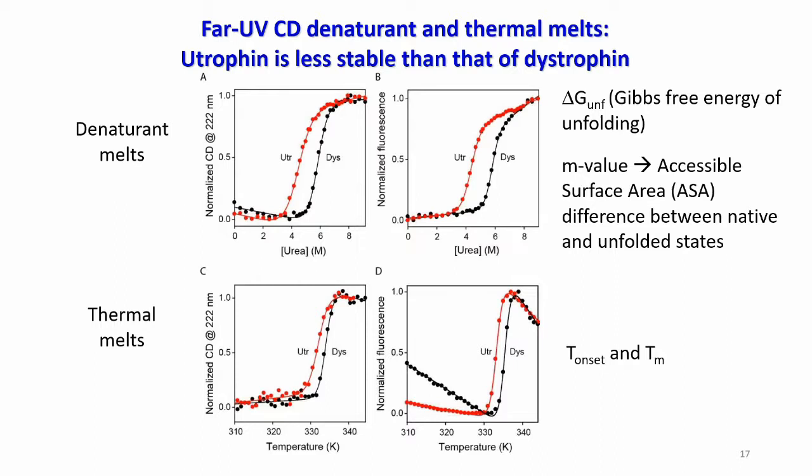We only use these denaturant melts for qualitative information. At least, even without assuming the two-state folder, you can see that utrophin requires lower denaturant concentrations compared to dystrophin, which says that utrophin is less stable compared to dystrophin.